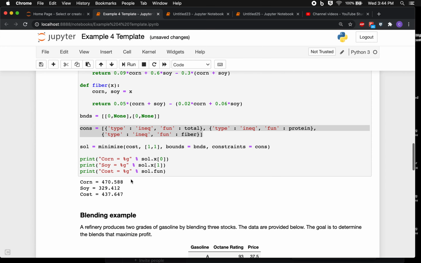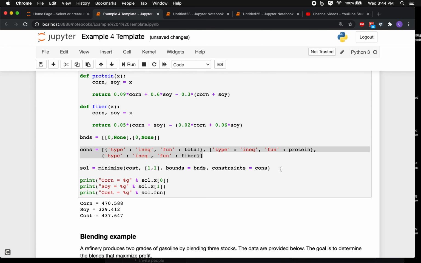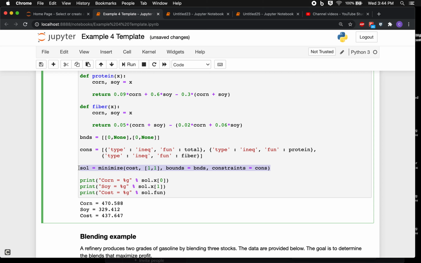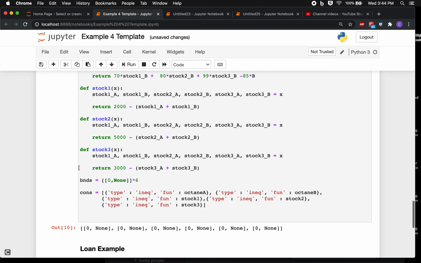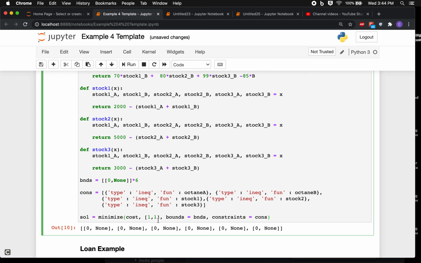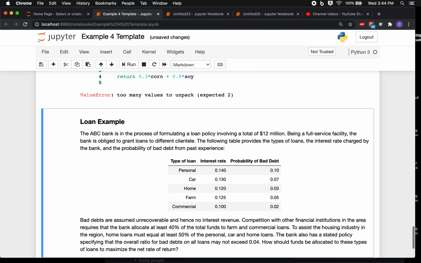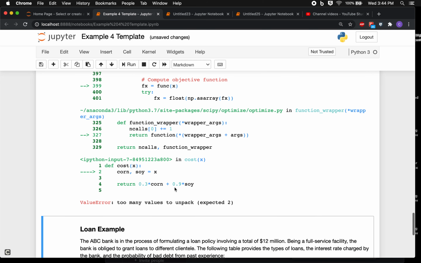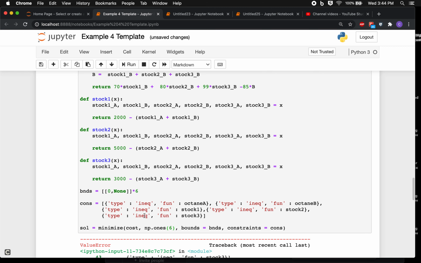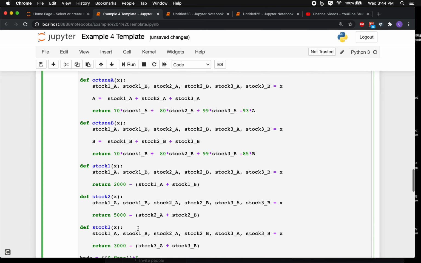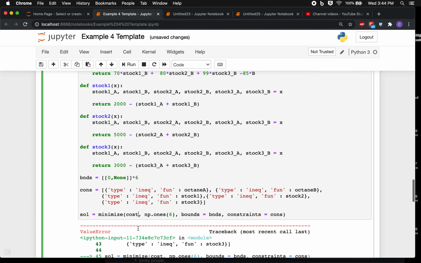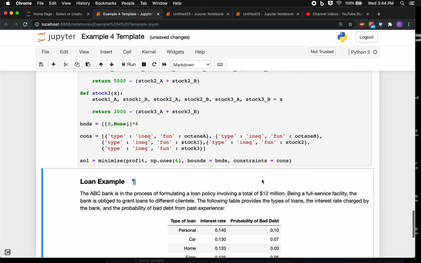So now I can minimize it. Let me grab this up here and come down to this part. Everything's the same except we have 6 decision variables. I have no idea what to guess, so I'm just going to guess 1s, six of them, and let's see if that runs. Oh, I want to minimize, what did I call this function up here? Profit. So that's what my minimization is. So that's profit, and that works.